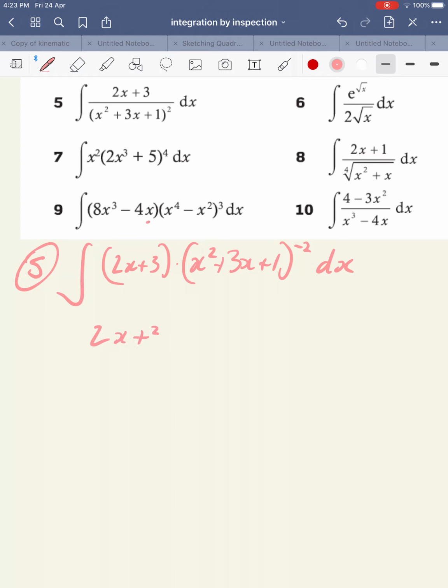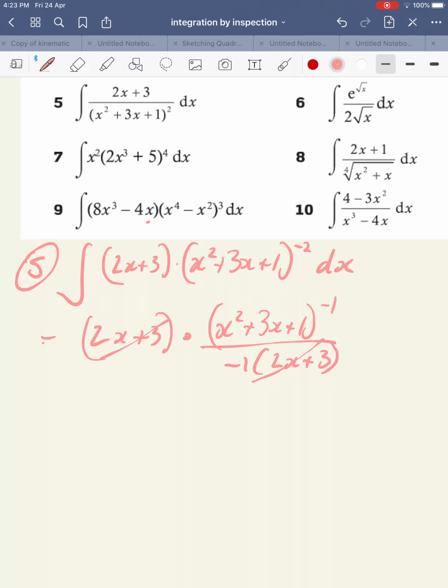Leave the 2x plus 3 where it is, times x squared plus 3x plus 1, increase the power by 1 to -1, divide by the new power, divide by the derivative of the bracket, cancel, cancel, equals -1 over x squared plus 3x plus 1 plus c. Okay, let's do 7 now.